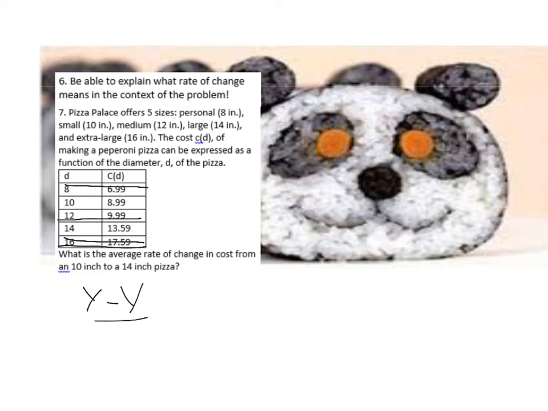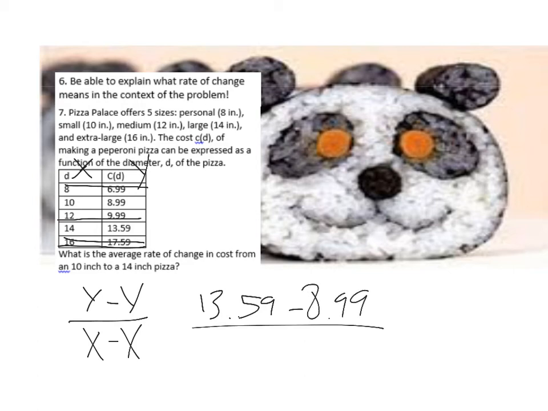And one way we can write it is with something called slope. Slope is the measure of the y variables minus the x variables. You subtract them and then divide. So we can call this x and y, and I'm going to plug in variables here. So if I do 1359 minus 899, and divide that by 14 minus 10. 14 minus 10 is 4.